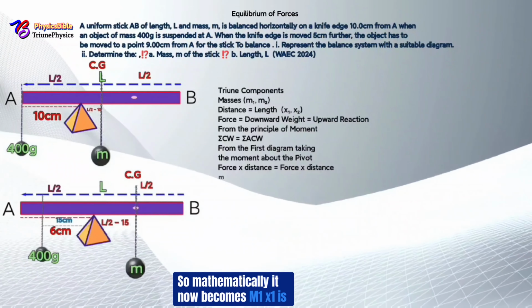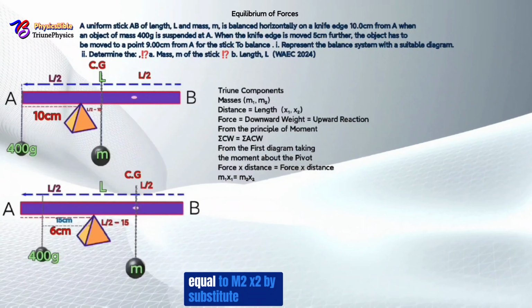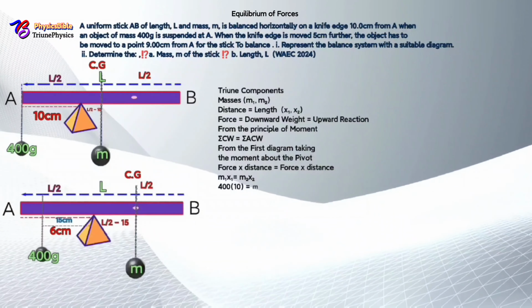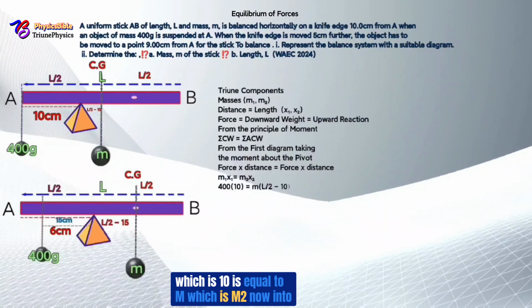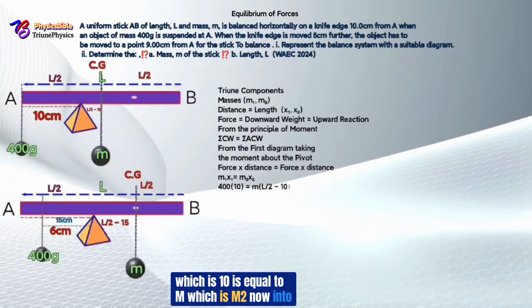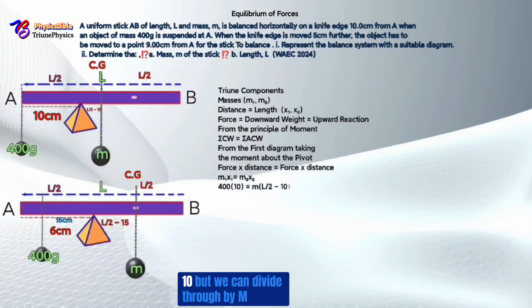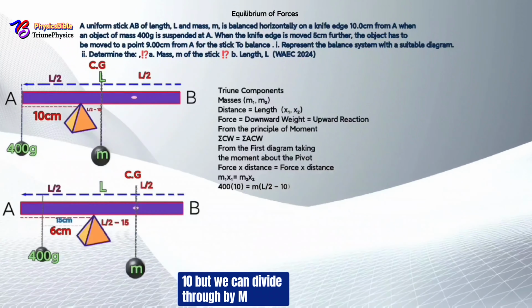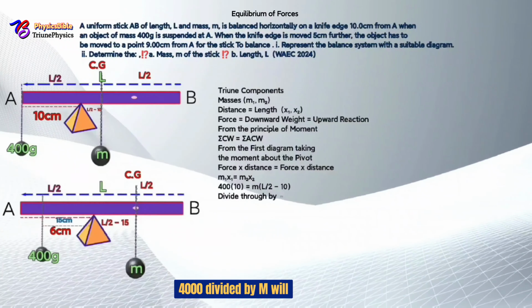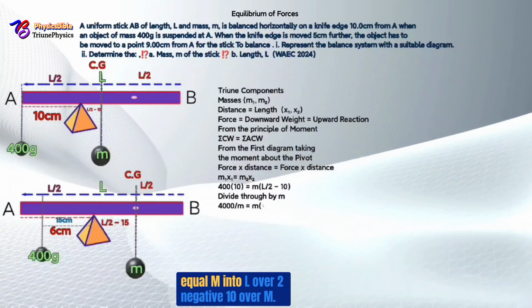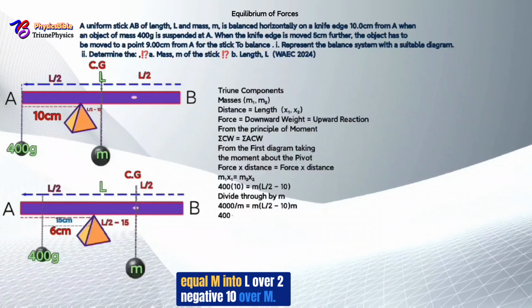So mathematically, now becomes m1x1 is equal to m2x2. By substitution, we know that our m1 is 400 multiplied by x1, which is 10, is equal to m, which is m2 now, into L over 2 minus 10. But we can divide through by m, so that 400 multiplied by 10 is 4,000, divided by m, will equal m into (L over 2 minus 10) over m.